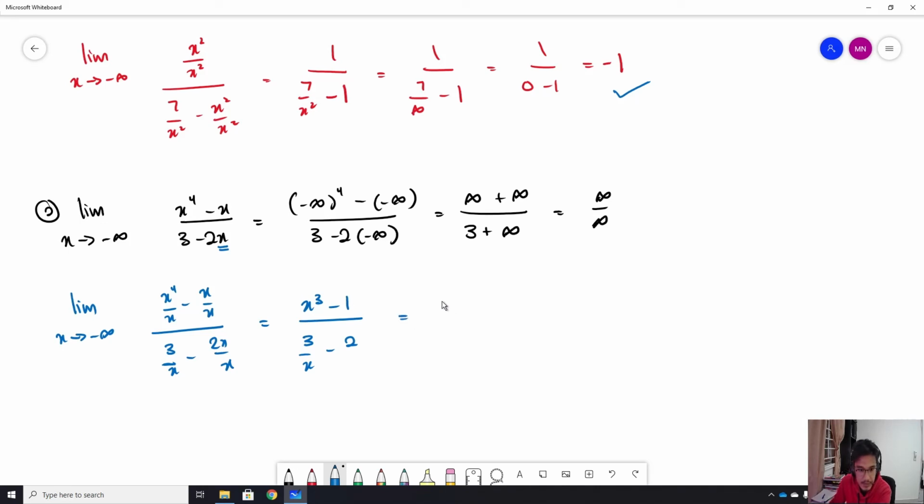So then we have negative infinity power of 3 minus 1 over 3 over negative infinity minus 2, and then we have negative infinity minus 1 over minus 2, and then we have negative infinity over negative 2. So then we have equal to positive infinity because negative over negative.